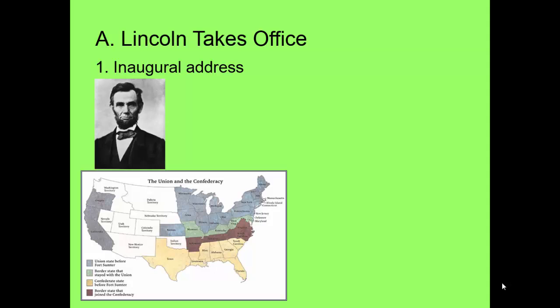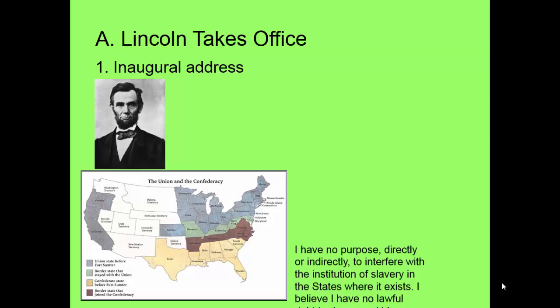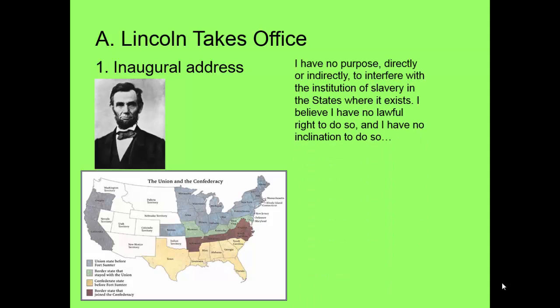And so Lincoln, when he comes into Washington, D.C. and gives his inaugural address, it's a very important speech. All of these upper southern states in brown and the border states in green, they're thinking about secession, but they want to see what Lincoln has to say. And so Lincoln knows this. So in his speech, he has to reassure these southern states that have not yet seceded that he will not take away slavery. So if we look at a portion of his first inaugural address, he says, "I have no purpose, directly or indirectly, to interfere with the institution of slavery in the states where it exists."